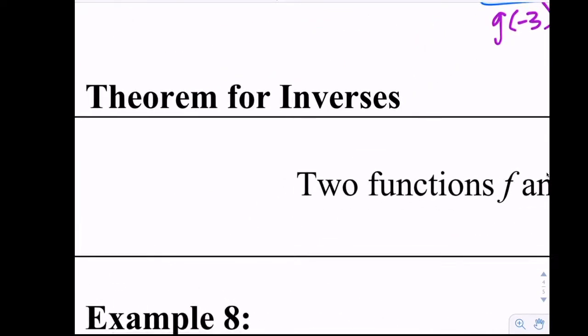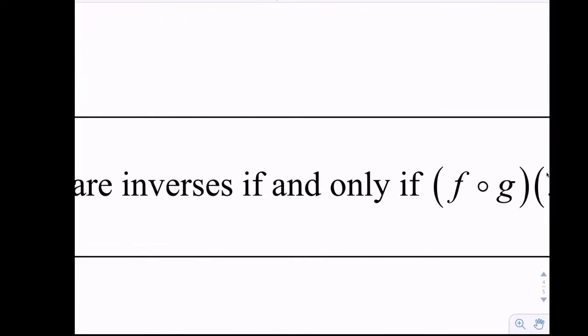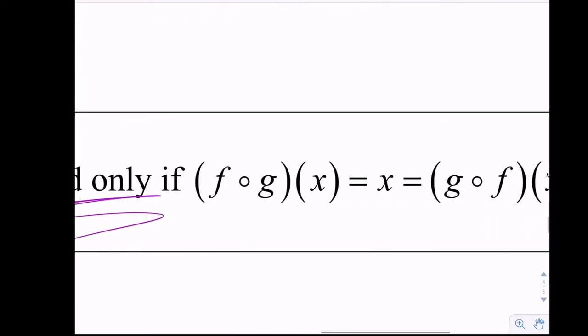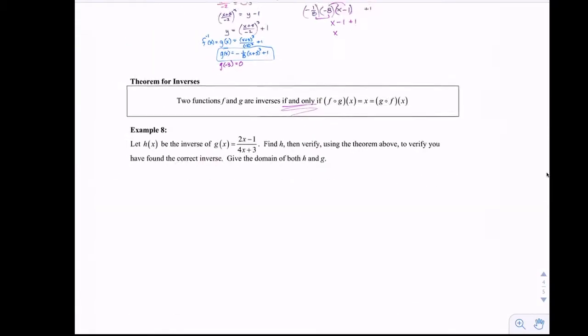So here's the theorem for inverses. Two functions, f of x and g of x, are inverses of each other if and only if f of g of x equals g of f of x. Now the if and only if means it's bidirectional. If you know you have two inverses, then this is true. But it works the other way around. If you do this and you see that it's true, then you know that the two functions you composed are inverses of each other. Very, very important.